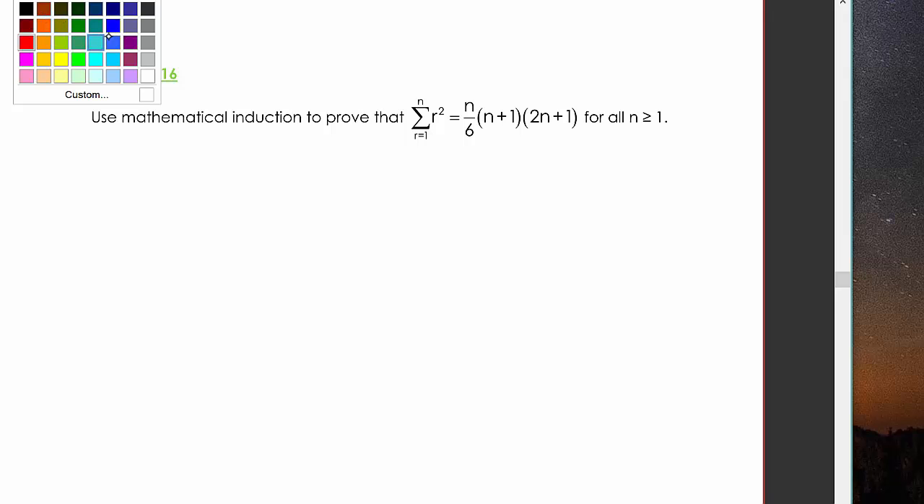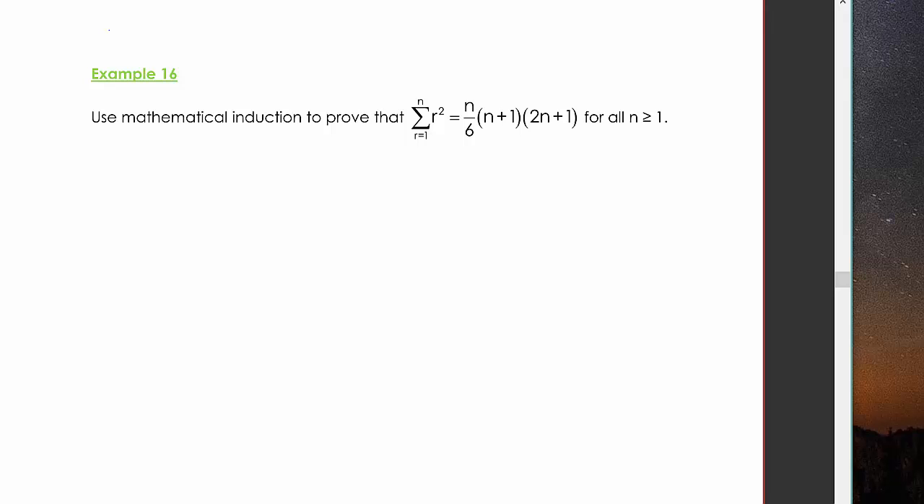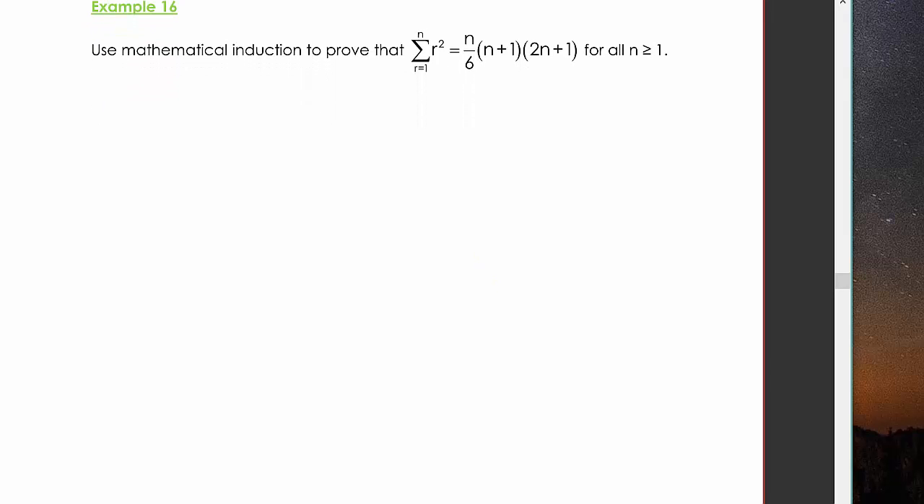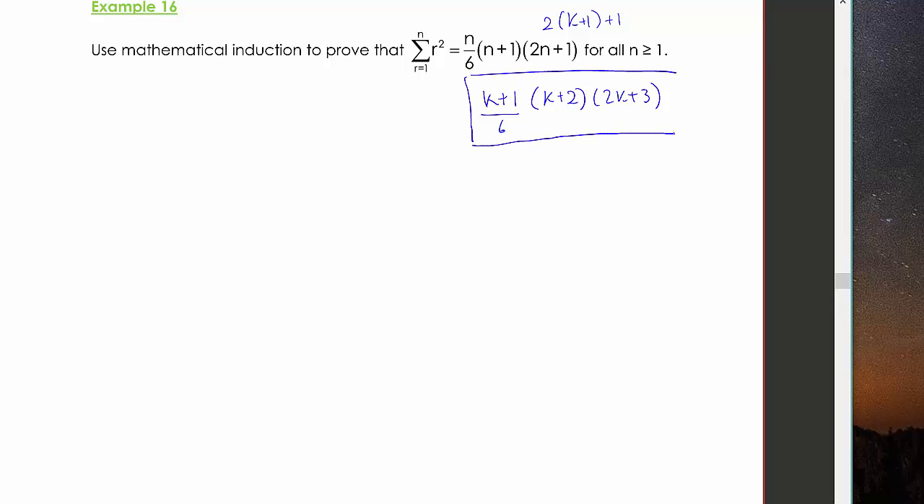So let's just get a pen of the right colour. What I'm going to do to start with is just look at the target expression that I should get at the end of the inductive step. So let's just replace the n with k plus 1. So we should have k plus 1 over 6, then k plus 1 would be k plus 2, and then we'd have 2k plus 1, which will be 2k plus 3. So that's my target expression at the end of the inductive step, and I'm just going to keep that over there for a second.